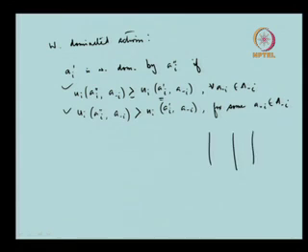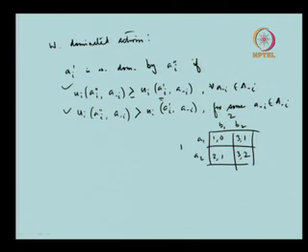An example: here for player 1, A2 weakly dominates A1, right. 2 is greater than 1, 3 is equal to 3.